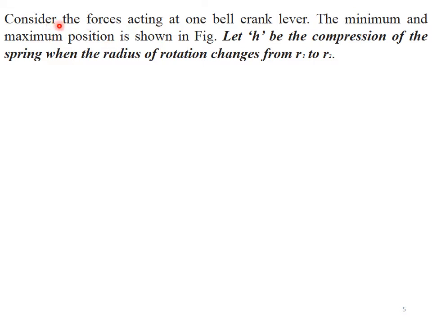First, we consider the forces acting at the bell crank lever. You can see the figure. There is a term called H. What is that H? It is the overall compression of the spring from minimum position to maximum position. So in general, H is equal to H1 plus H2, which you can see in the figure. Now, H is the compression of the spring when the radius of rotation changes from R1 to R2.